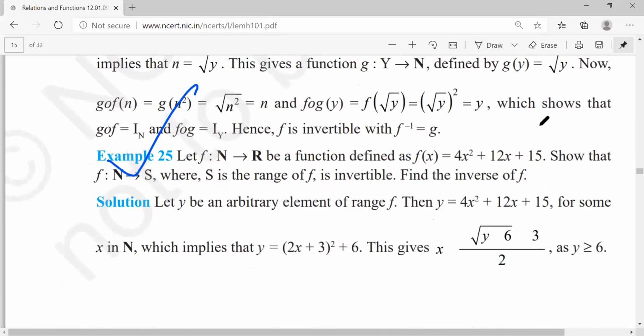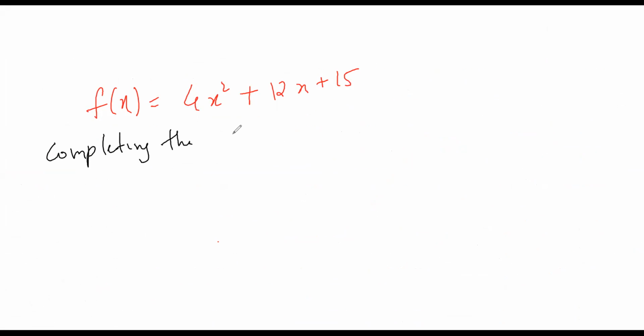Then I told example number 25. F of x is equal to 4x square plus 12x plus 15. So for this, we have to go back to our 9th standard, where we learned what? Completing the squares. Okay. F of x, that is nothing but y.